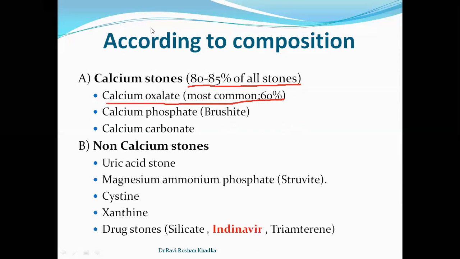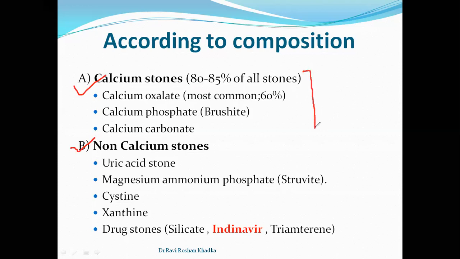See, in the non-calcium stones, we have all the other stones that are not made up of calcium. That is uric acid stone, magnesium ammonium phosphate, also known as struvite, cystine and xanthine stones. These are genetic stones, and drug stones like silicate and these drugs. So these are examples of calcium and non-calcium. Is it important to know this differentiation? Yes, because the calcium stone behaves in one way and non-calcium stones behave in another way, and the causes are also different. That's why it is better to know the calcium and non-calcium stones in this way as well.